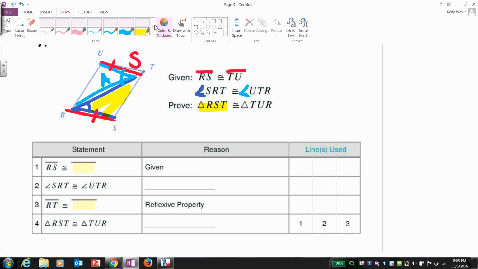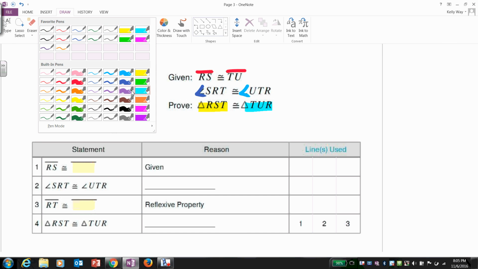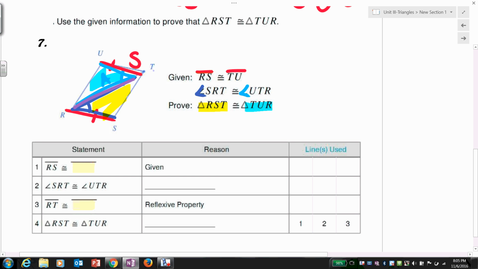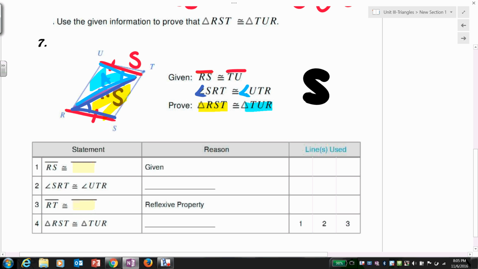RST is congruent to TUR. But what else do we know is congruent here? We know that this side, RT, is congruent to RT. That's called a reflexive side. So our talk through, we know these are congruent by side, angle, side.